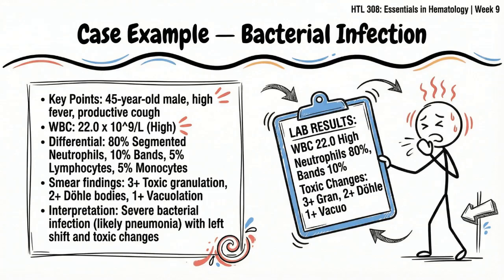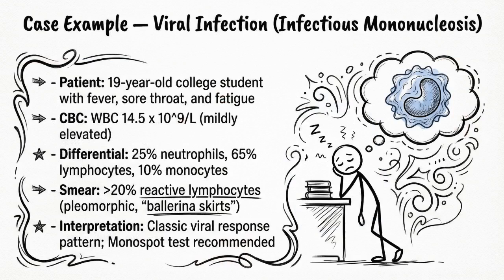Now let's look at a viral case. A 19-year-old college student presents with sore throat, fever, and swollen lymph nodes. The CBC shows a WBC of 14.2. The manual differential reveals 12% segmented neutrophils, 2% bands, 68% lymphocytes, of which 55% are reactive, and 8% monocytes. On the smear, you see a heterogeneous population of large, irregular lymphocytes with deeply basophilic cytoplasm showing peripheral basophilia and cytoplasmic indentation by surrounding RBCs.